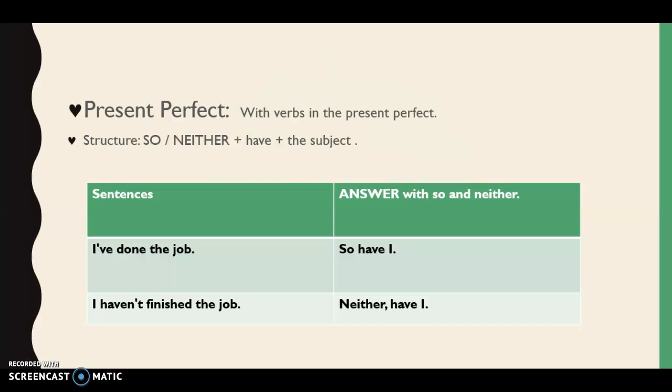Right now, present perfect. With verbs in the present perfect, we use the same structure: "so" or "neither" plus "have" plus the subject. For example, "I've done the job." "So have I." In the negative sentence, "I haven't finished the job." "Neither have I."